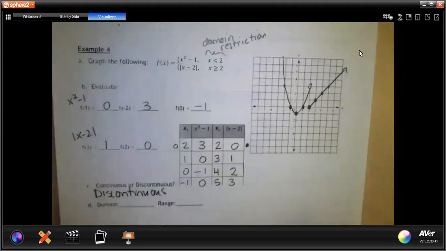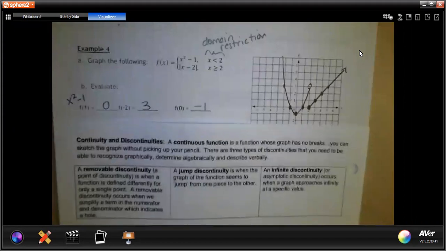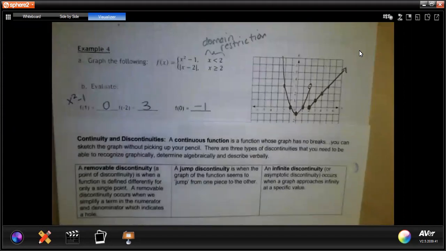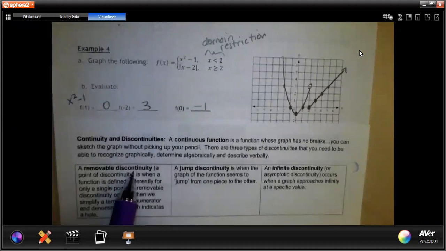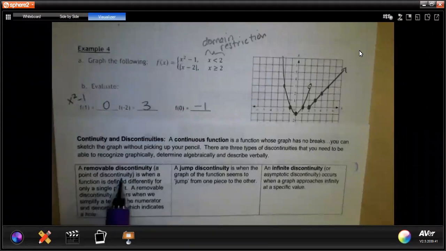There are 3 types of discontinuities. I'm just going to put those up here real quick so you can see those. Here it is. It tells us a continuous function is a function whose graph has no breaks. You can sketch the graph without picking up your pencil. There is a removable discontinuity. We talked about that in Algebra 2. That's when we referred to it as a hole. It is a point of discontinuity, is when a function is defined differently for only a single point.